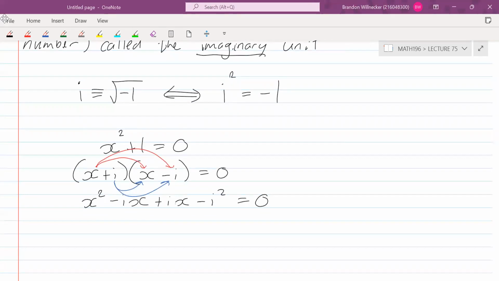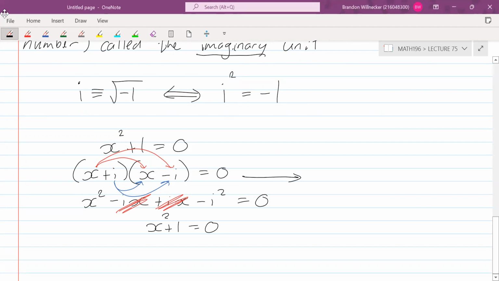Now these two middle terms, minus ix plus ix, are going to cancel, because one's a plus, one's a minus. i squared is -1, so we're going to have minus -1, which is plus 1. Okay, so we get back to where we started. So in fact, this is a proper factorization of the left-hand side.